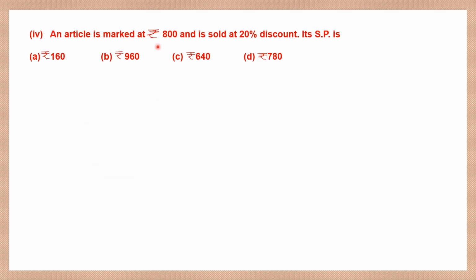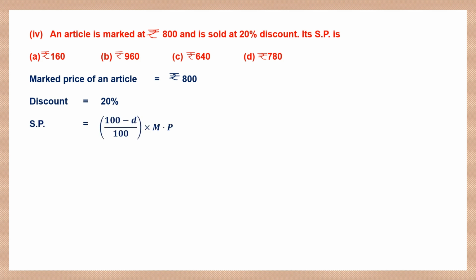Question 4. An article is marked at 800 rupees and it is sold at 20% discount. Now we have to find the selling price. So to find the selling price when marked price and the discount percent is given, remember to use the correct formula. Let's begin. Marked price of an article is 800 rupees. The discount is 20%. To find the selling price, we say 100 minus the discount percent divided by 100 into marked price. So this is 100 minus 20 divided by 100 into the marked price. And the marked price is 800.